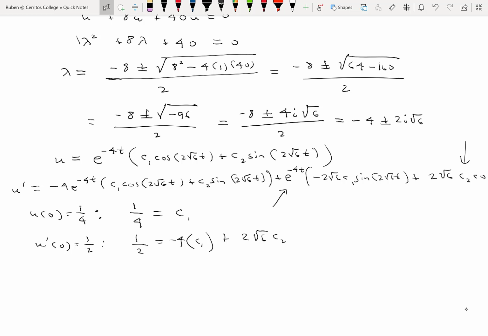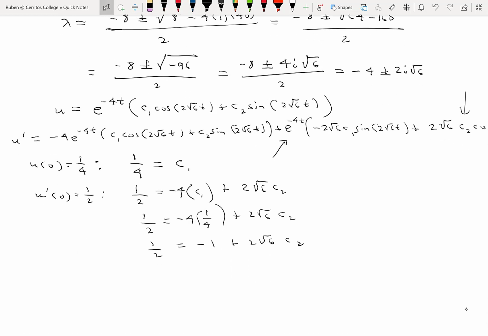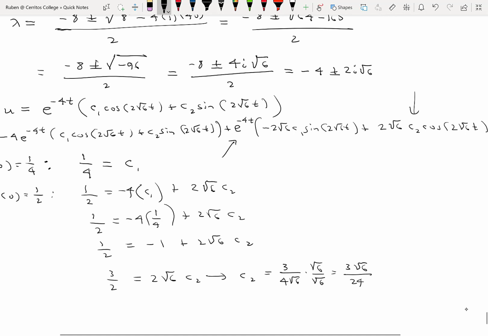Okay, well, we know that c1 is 1/4, so let's find c2. If c1 is 1/4, I substitute c1 into the second equation, plus 2 radical 6 c2. So 1/2 equals -1 plus 2 radical 6 c2. Adding 1 to both sides, I get 3/2 equals 2 radical 6 c2. So c2 should equal 3 over 4 radical 6. If I rationalize the denominator, I get 3 radical 6 over, radical 6 times itself is 6, times 4 is 24. Final value, radical 6 over 8.